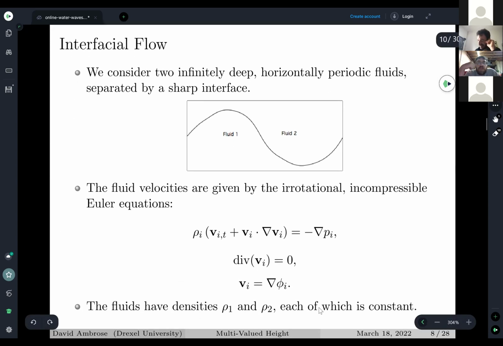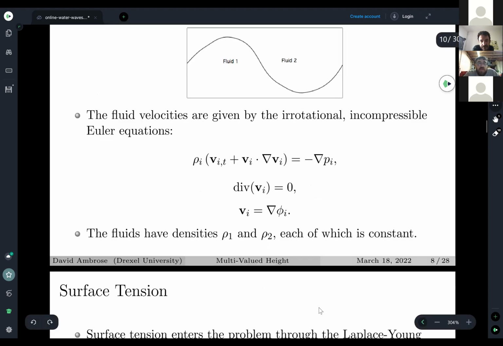Okay, so I'm going to consider here interfacial flow. So two fluids here, an upper fluid and a lower fluid, infinitely deep, horizontally periodic, and separated by a sharp interface. Each fluid has its own density. So fluid 1 has density ρ1, and fluid 2 has density ρ2, each of which is constant. And the velocities are given by the irrotational incompressible Euler equations.